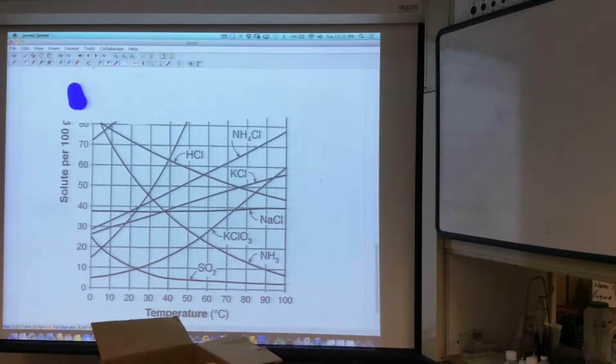So if I have NaCl, let's say sodium chloride, an ionic compound, and I have a solid, and I dissolve it in some water.